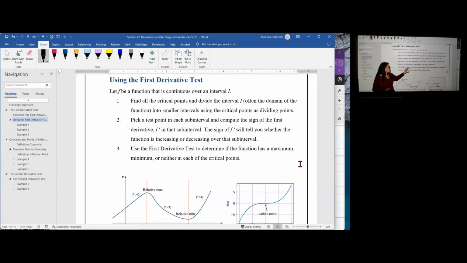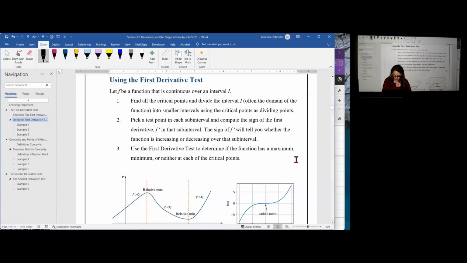On this third step, we'll use the information from the first derivative test. If it's increasing, then decreasing, we have a relative max. If it's decreasing, then increasing, we have a relative minimum. And if it maintains the sign, we could have a saddle point or a point of vertical tangency. And then it is neither a maximum nor a minimum.